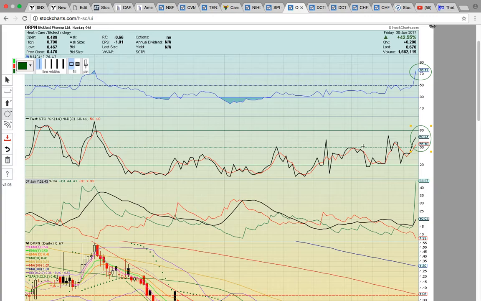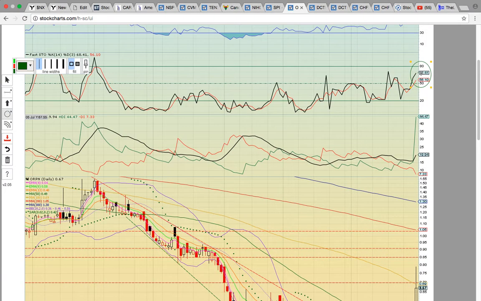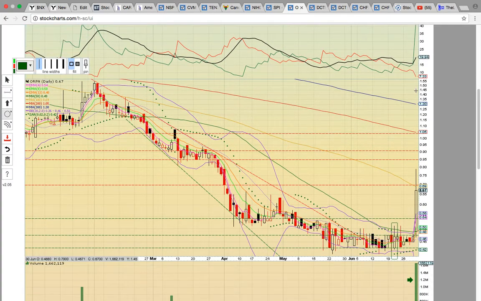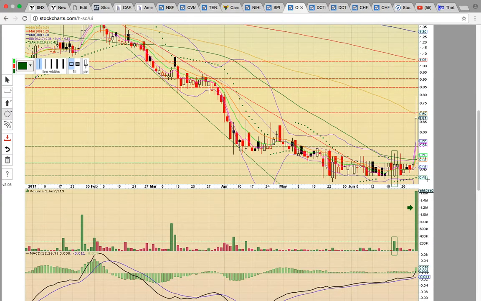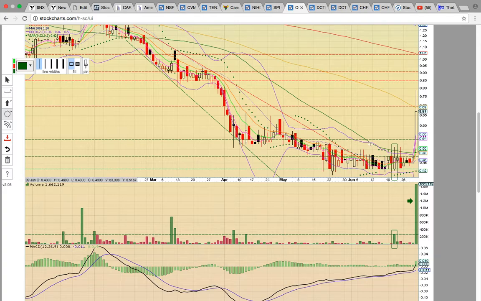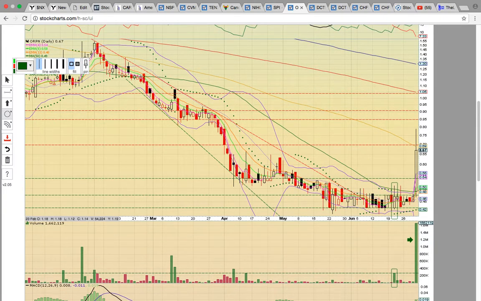Okay, ORPN had a good day on Friday. It closed up 42%. Overbought now on our side. It's above 70. Fasto is in the 50 to 80 bull zone with still some room to run until overbought levels. The big move on this chart was the break above the 50-day simple moving average, the green line here.